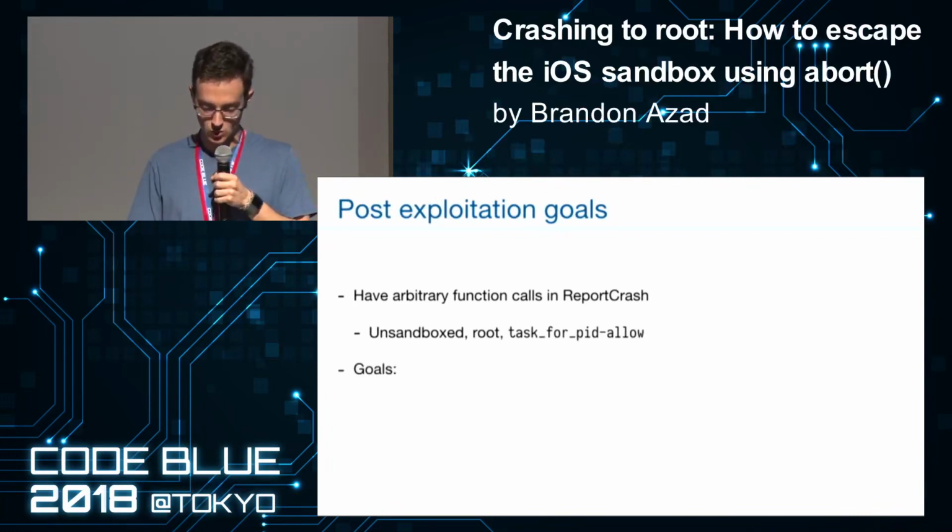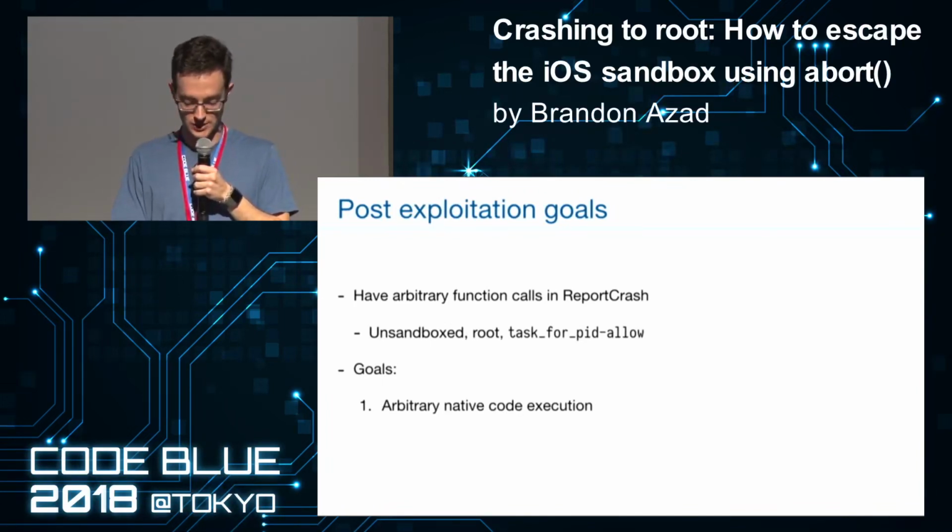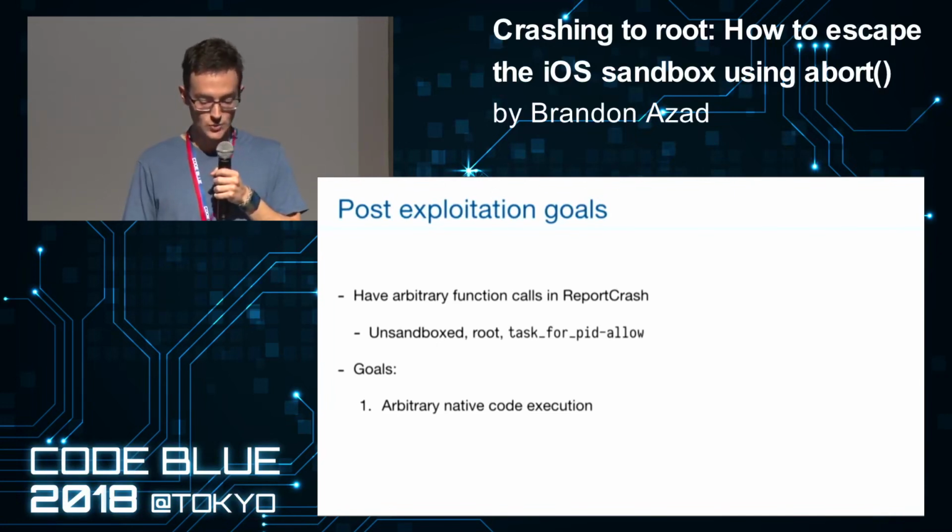So what are our actual goals? Our first level goal is to use this capability to achieve native code execution with these privileges. This isn't an elevation of privileges, since we can do anything we want in reportcrash using ROP. However, I'm sure we'd all agree that native code execution is much nicer than writing your entire payload in ROP.